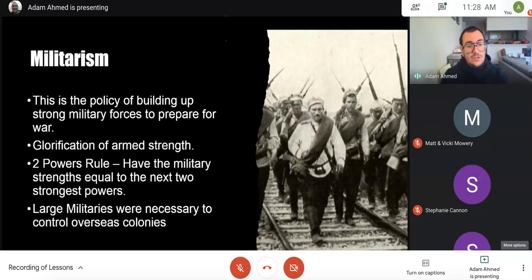And militarism is also the fact that large militaries were necessary to control overseas colonies. If we remember from previous lessons, this period of time was when Europe was expanding internationally, and that was one of the great boons to their economic infrastructure in their country.